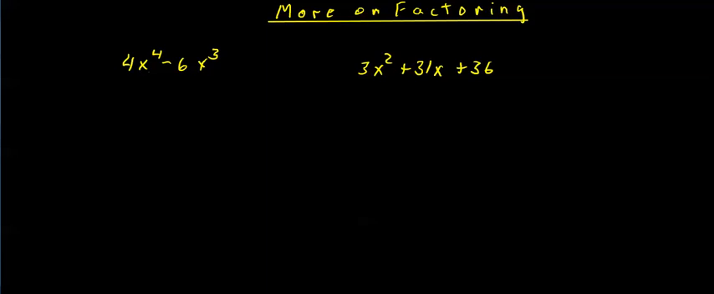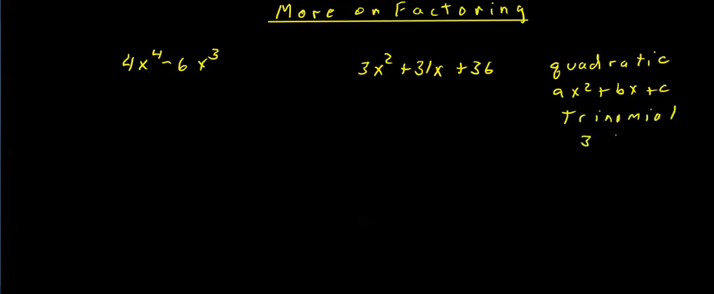So the easiest way to answer this is to look at problems like this, 3x squared plus 31x plus 36. This is a quadratic trinomial. It's a quadratic because it's in the form of ax squared plus bx plus c. It's a trinomial because there's three terms.